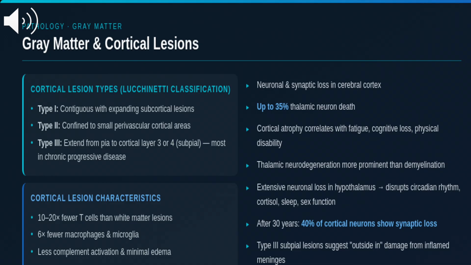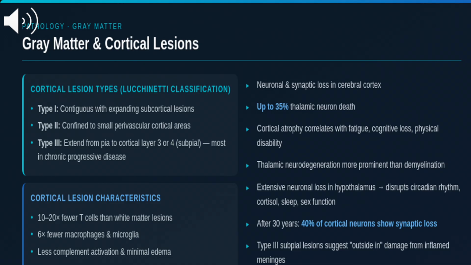The Lucchinetti classification of cortical lesions defines three morphological types. Type 1 lesions are contiguous with expanding subcortical white matter lesions. These are the ones we sometimes see on MRI as lesions touching the cortical white matter junction. Type 2 lesions are entirely intracortical, confined to small perivascular areas within the gray matter itself.